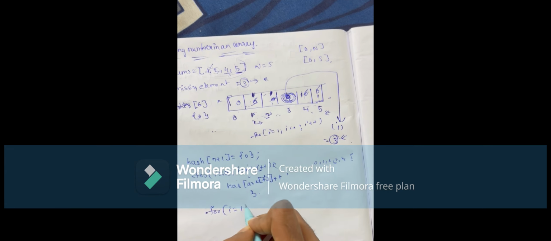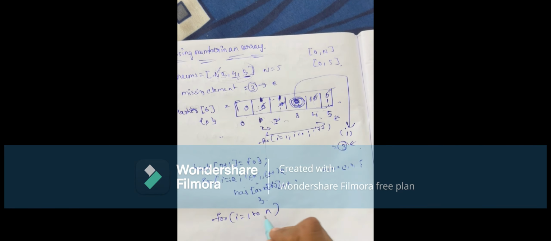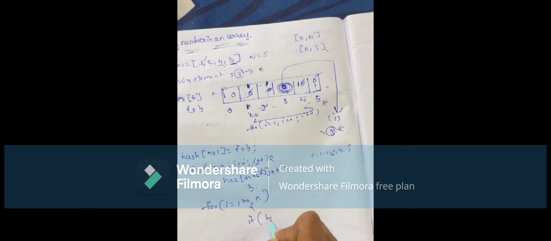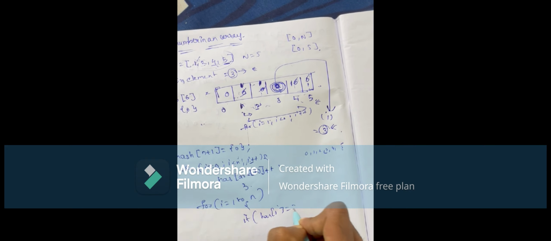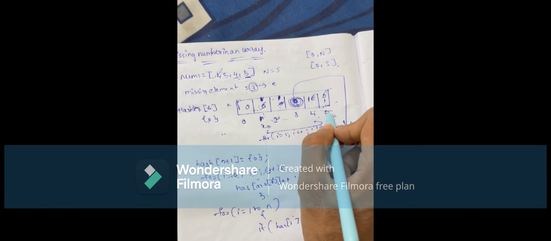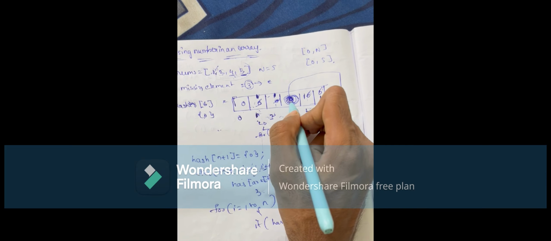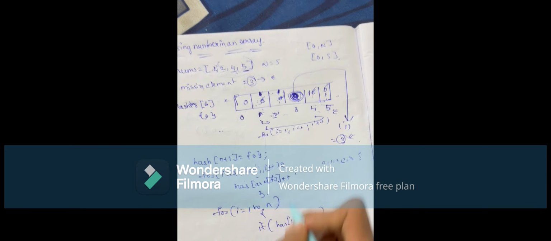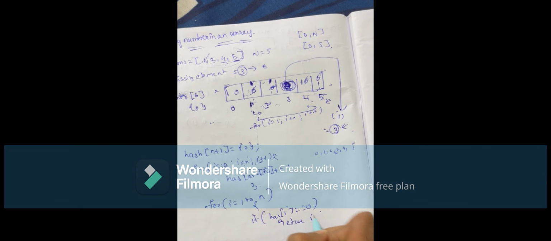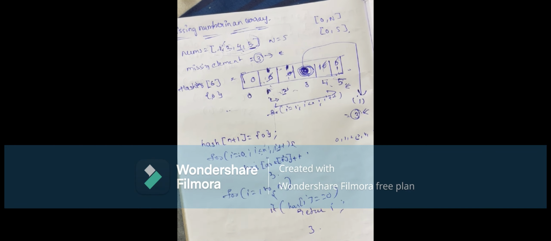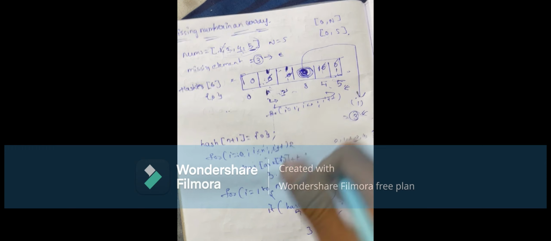After that we are iterating from 1 to n, from here to the last element. If the hash of I is equal to 0, means if we are getting the value 0, then we gonna return that value. That value is nothing but I. If we are not getting any value, then we gonna return -1 outside of the loop.